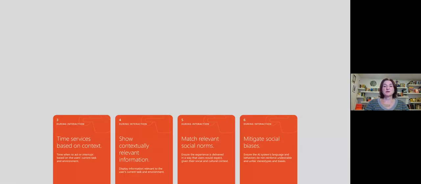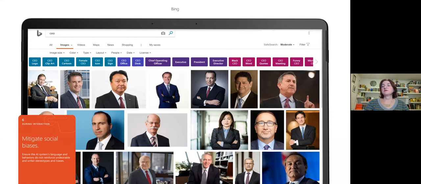And then what happens during interaction? I believe many of you are familiar with this CEO query. And this is about mitigating social biases. So what happened was that you would type CEO as a query, and what you would get was this collection of mostly white, male, middle-aged people. And the Bing team wanted to think differently about that, right? They said, okay, maybe we can do better here. So they pulled together researchers and designers and data scientists and worked on this.